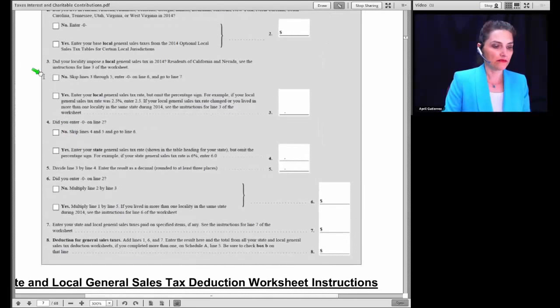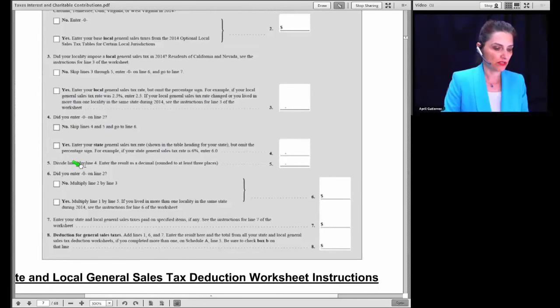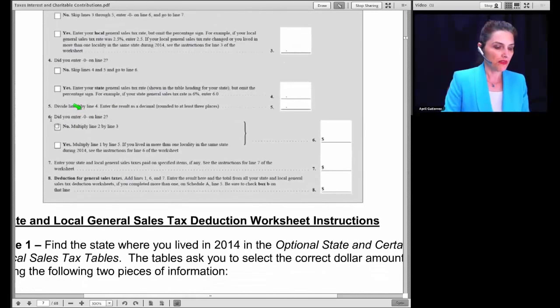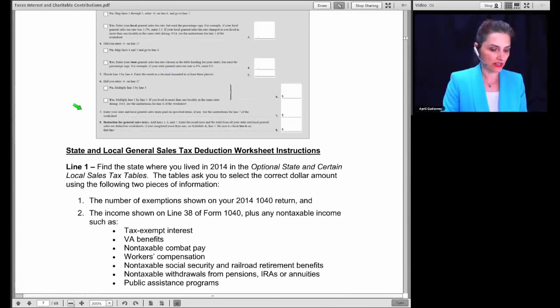Did your locality impose a local general sales tax? If it did, you're going to carry through with some computations on this form. And then it asks, did you pay any sales tax on some high-ticket items like a new car or a boat or an airplane, something that would be beyond normal and not normally spent, and possibly was even purchased with borrowed money? You get an extra deduction for the sales tax you paid on that, and space is provided to figure that computation in here as well.